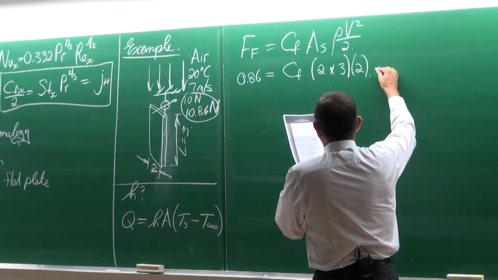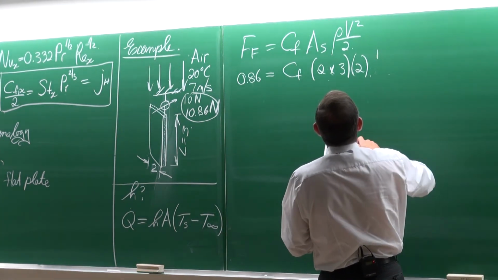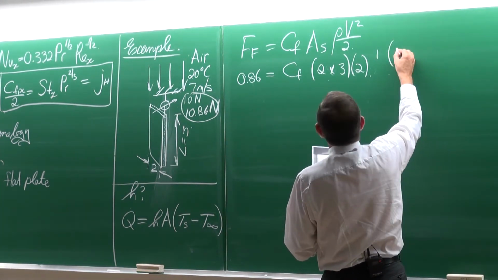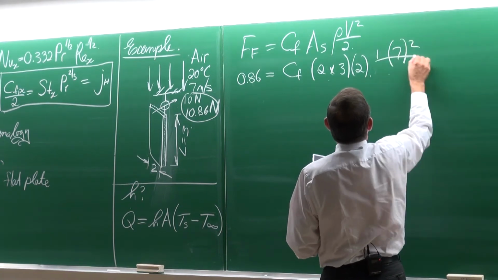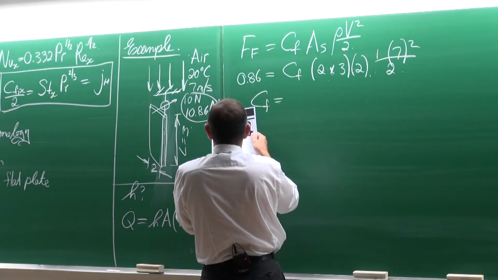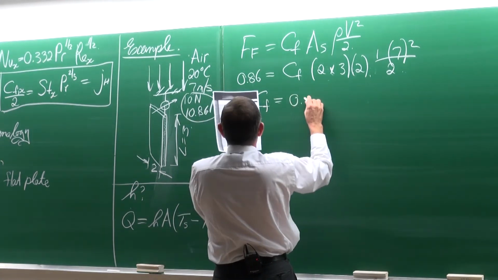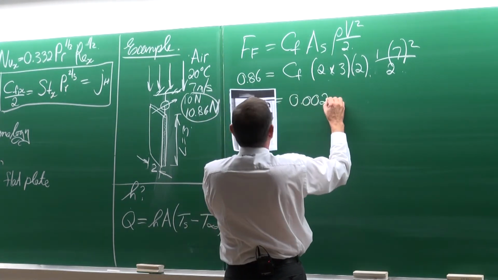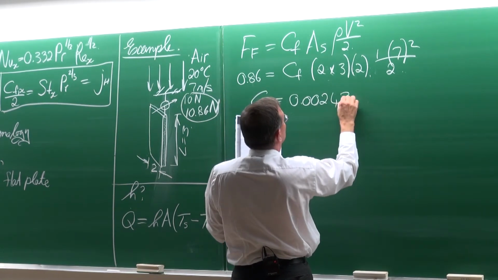It's equal to the density. Let's suppose the density of the air is 1. The velocity is 7 meters per second divided by 2. And from it, we can get that the skin friction coefficient is going to be equal to 0.00243.